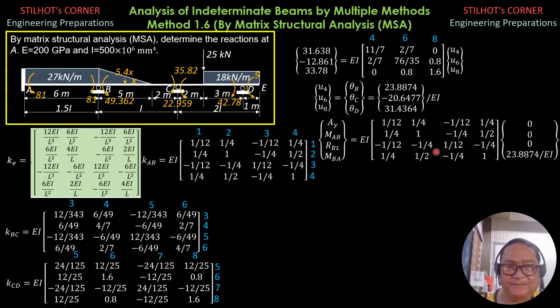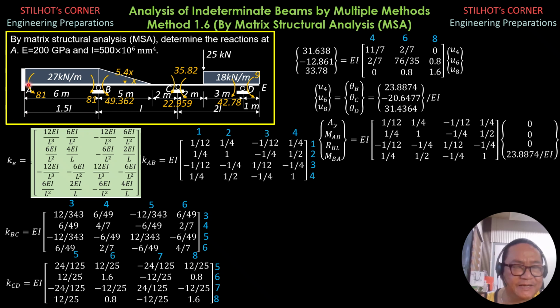Now, this is the correct global sign convention: counterclockwise rotation positive and clockwise rotation negative. So we have 0, 0. This is delta A. This is theta A. This is delta B, which is 0, and this is theta B, which is 23.8874 over EI.